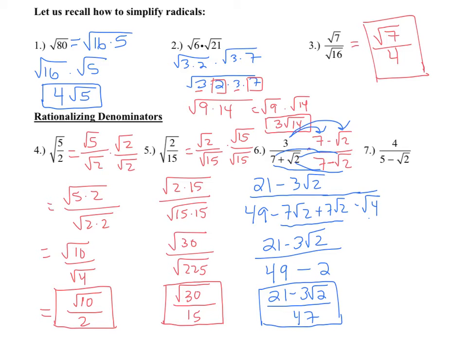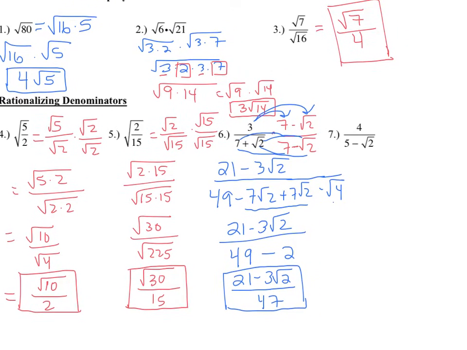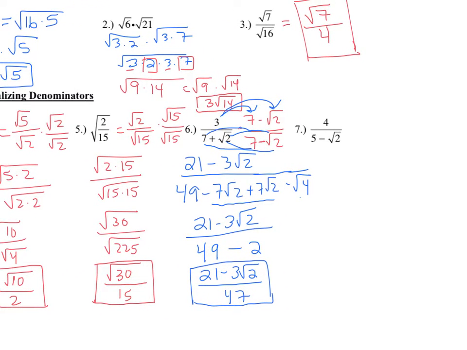Same idea on the next one. I just need to move things around quick and gather a little space. Okay. So, to rationalize the denominator on number 7, again, I'm going to multiply by the conjugate. So I'm just going to flip the middle sign for my binomial in the denominator, and so I'm going to multiply by 5 plus the square root of 2 over 5 plus the square root of 2.